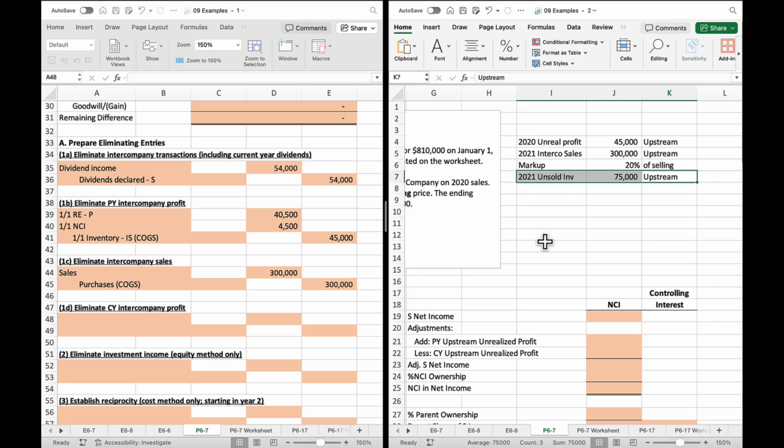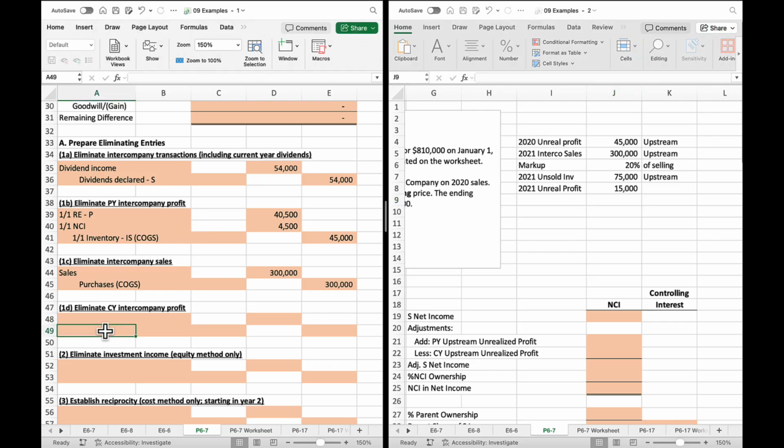So we need to write this back down to its value to the subsidiary, before it was transferred between entities. This is the value of the inventory, and we need to figure out what the markup was. We haven't done that yet, so we need to figure out what the 2021 unrealized profit is. The way we're going to do that in this case is pretty simple, because our markup is 20% of selling. The selling price was $75,000. 20% of that is going to be the markup, which is 15,000. So 15,000 is the amount we need to write our inventory back down.